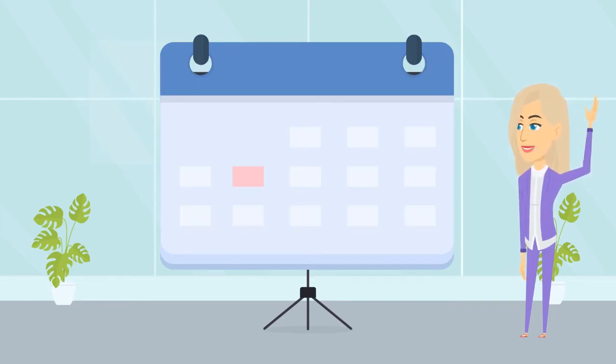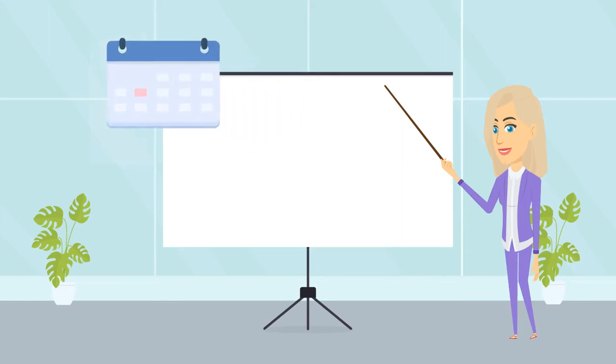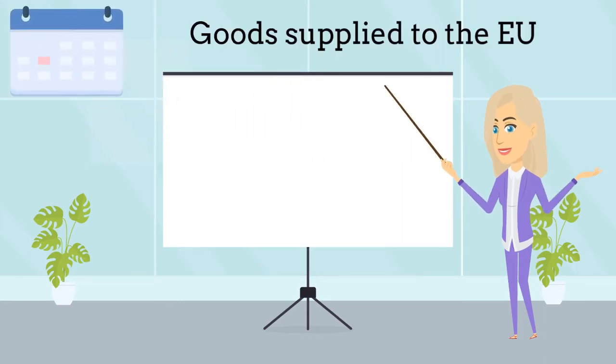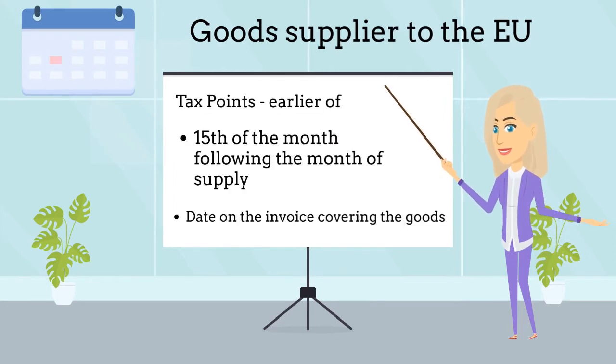Now let's discuss tax points. Now tax points are not points you get for completing your VAT return. In fact, there's certain points in time in a calendar month that you need to be aware of when preparing a VAT return. So if Gill dispatches goods to another EU member state with her company, the tax point is the earlier of the 15th of the month following the month of supply. So if those goods were sold and sent in March, then by the 15th of April, that would be when the tax point is.